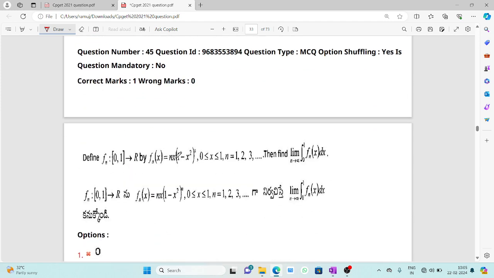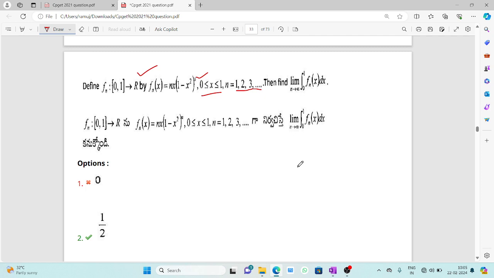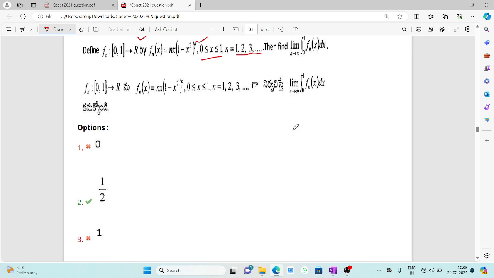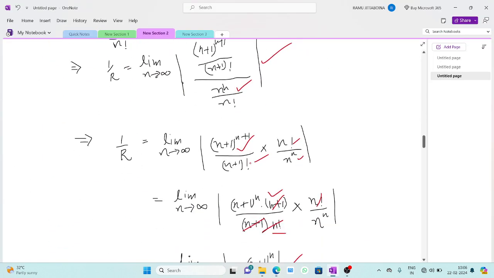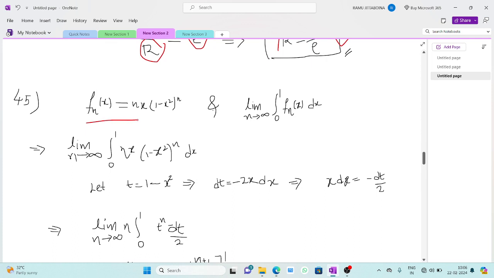So 45: define f_n mapping from [0,1] to R by f_n(x) equal to n x into (1 minus x squared) power n. Whenever x is in the interval 0 to 1 and n equals 1 to 3, find the limit value as n tends to infinity of the integral from 0 to 1 of f_n(x) dx. So he is asking this limit value. He provided that f_n(x) value, and he is asking for the limit value of this one.